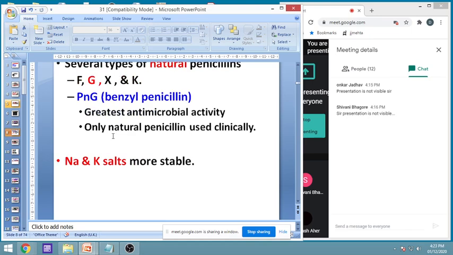There are many natural penicillins available: penicillin F, penicillin G, penicillin X, penicillin K, and penicillin G has the highest grade of antimicrobial activity. I told you it has a limitation: it has a few difficulties. We shall see them, and because of that, it is not widely used nowadays.